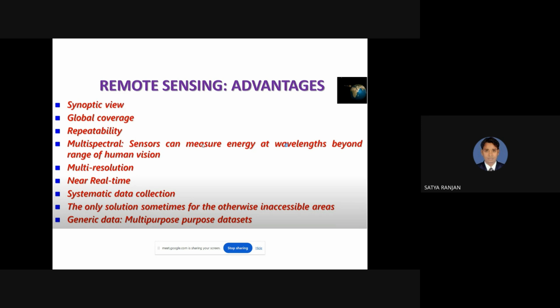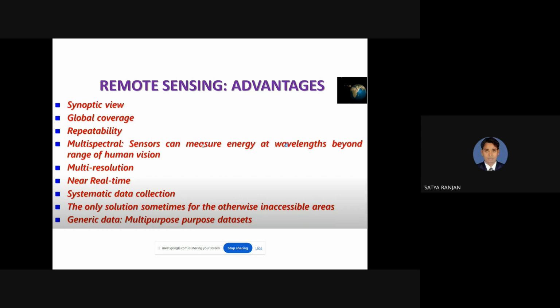Then repeatability is very important, because we can find images before and after an earthquake, and data before and after a flood, so we can analyze and draw a line around the coverage area. Then multispectral scanner sensors are useful for identifying different features in different wavelengths.